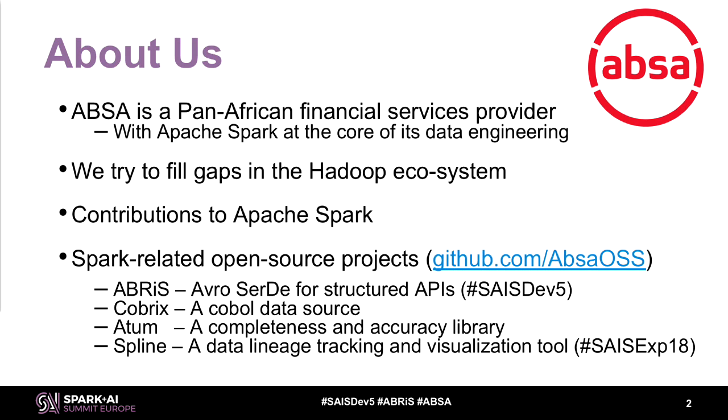And also we have this GitHub space. We have a couple of projects there. ABRIS, which we will be presenting here. There is also Cobrix, which is a data source for COBOL data for Spark as well. We have Atom, which is this library for data quality, also for Spark. And there is Spline, this data lineage tracking and visualization tool, which will also be presented here in other tracks. So please don't miss it.